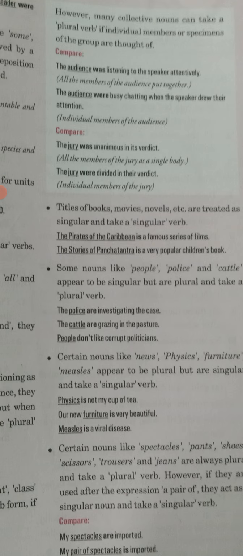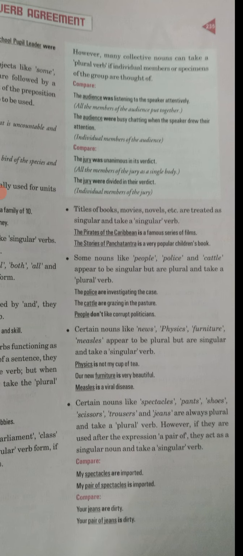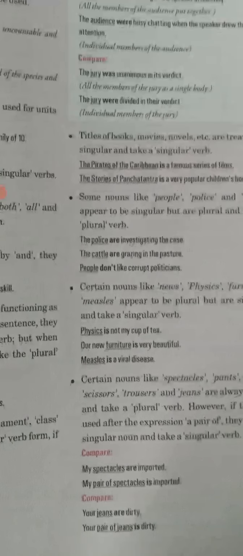Fine. And the last one, please consider this one: whenever you are using words like spectacles, pants, shoes, and scissors, in that case you will consider them plural. But if you are using a pair of shoes, a pair of pants, a pair of spectacles, you will consider it singular. While if you are using them individually, spectacles and shoes, you will put the verb in plural. You can see the example: my spectacles are, and if we have used my pair of spectacles, in that case you have used is. So this was just the lesson of subject-verb agreement.